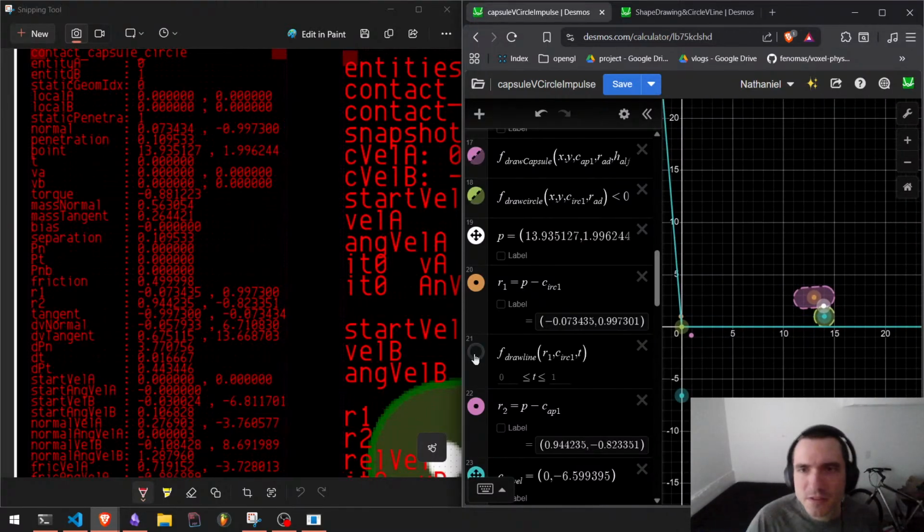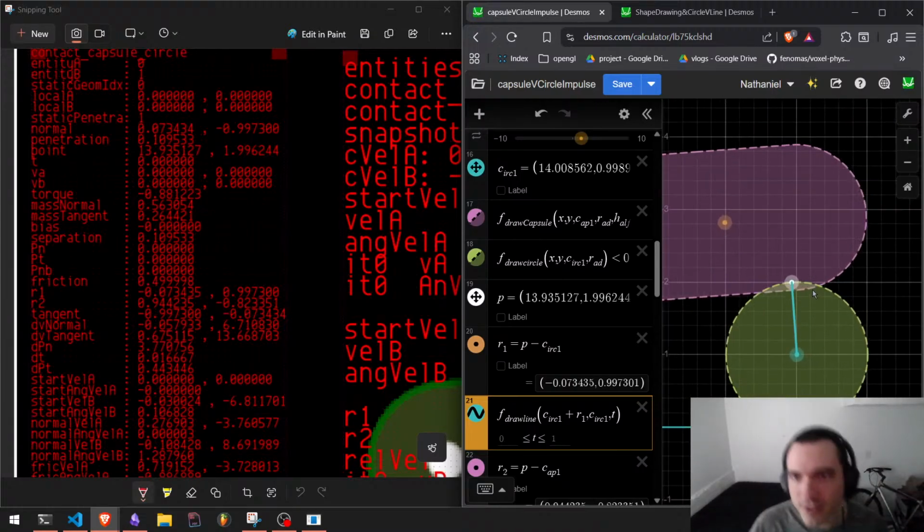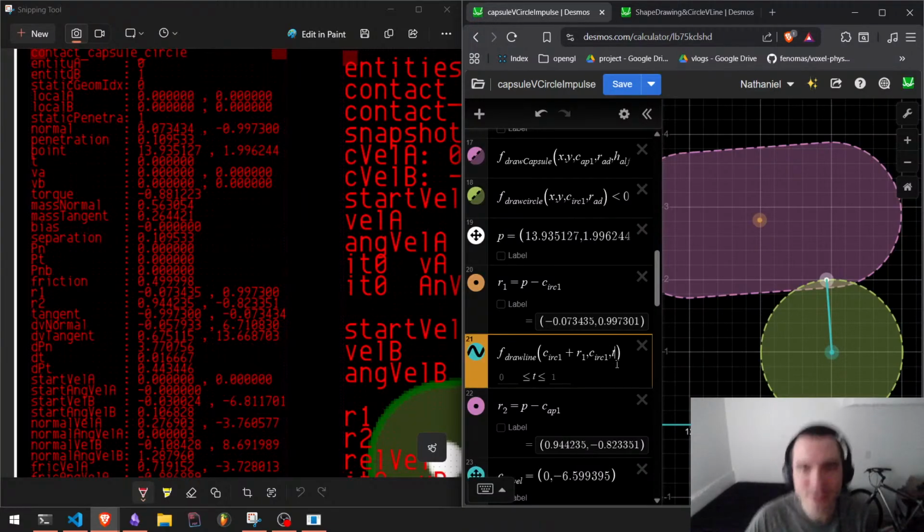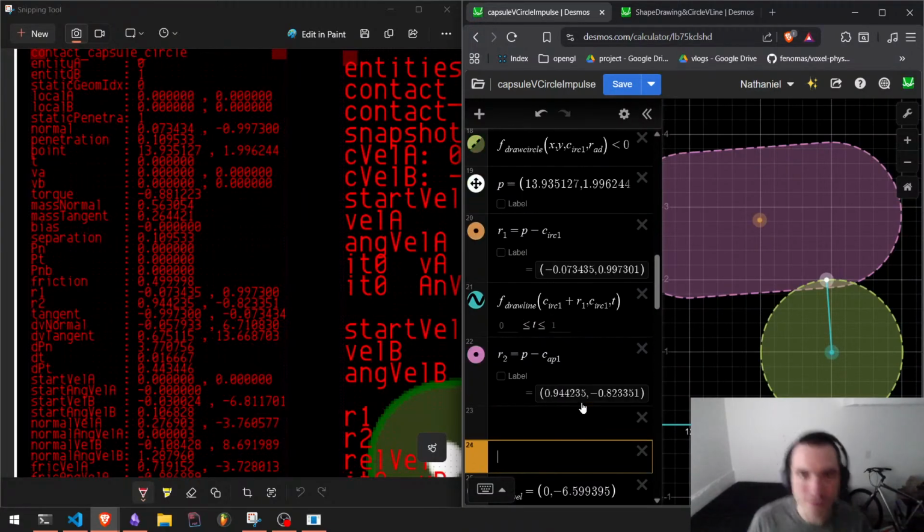Oh. Okay. Let's see. Probably need like circle plus R1. Yeah. Okay, there you go. That blue line is kind of like a representation of the vector from the center of the shape to the contact point. We'll do the same for the capsule.